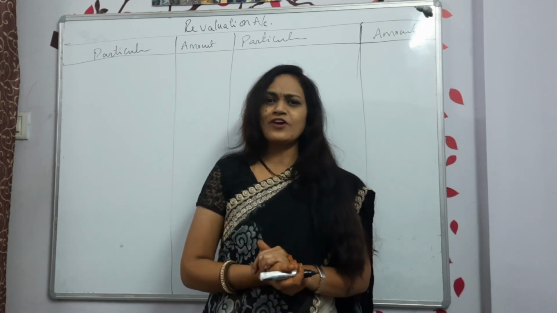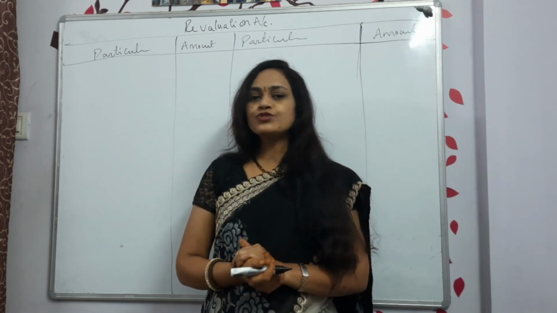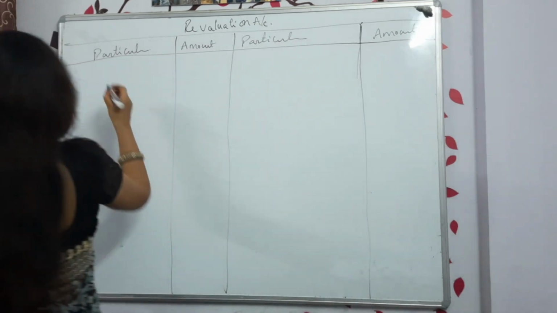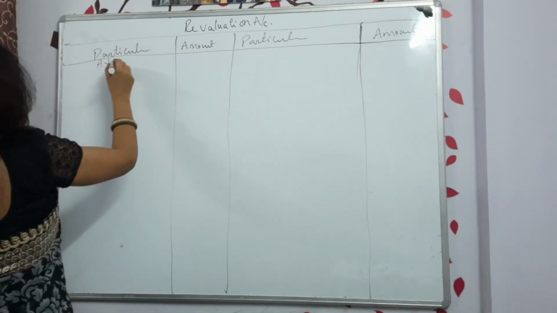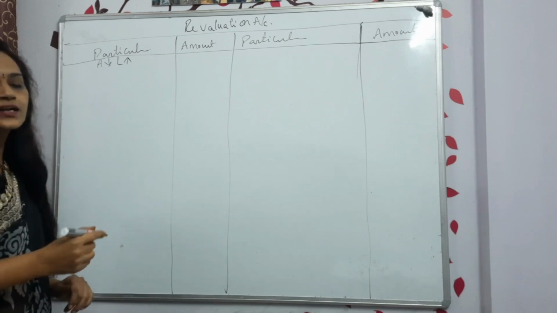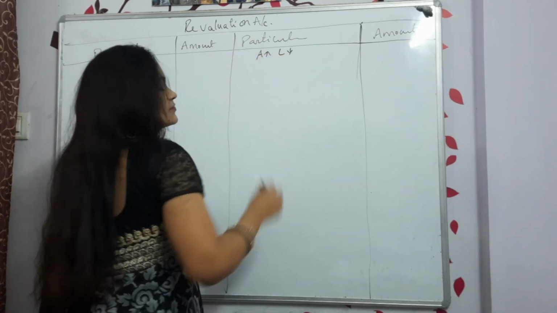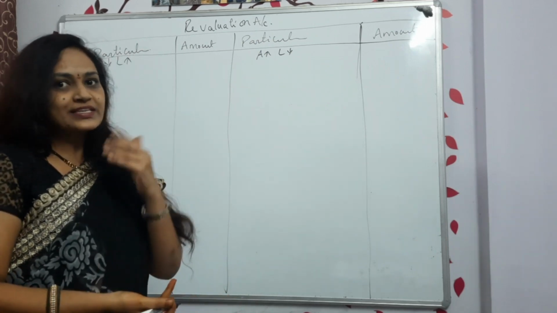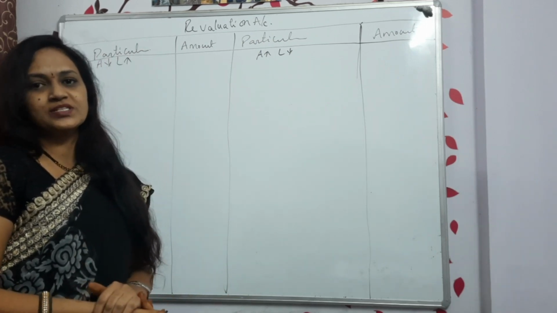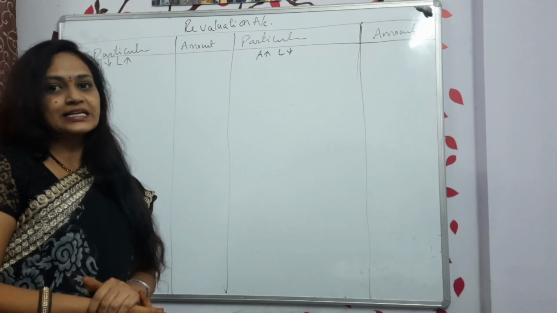First, let us prepare the revaluation account as usual. If an asset decreases or a liability increases, you have to show it on the debit side. If an asset increases or a liability decreases, we show it on the credit side. Now check the balance sheet and check the adjustments. What are increased and what are decreased? Let us check it out.